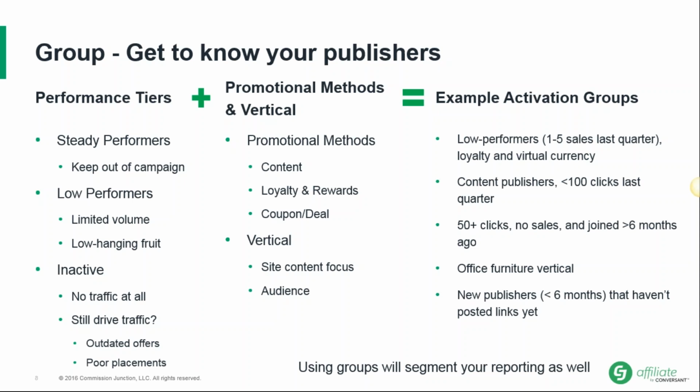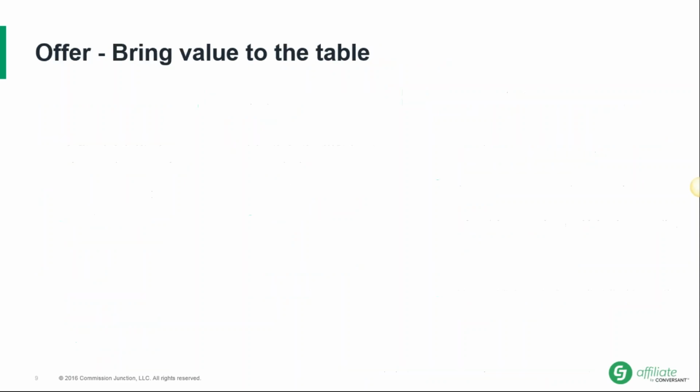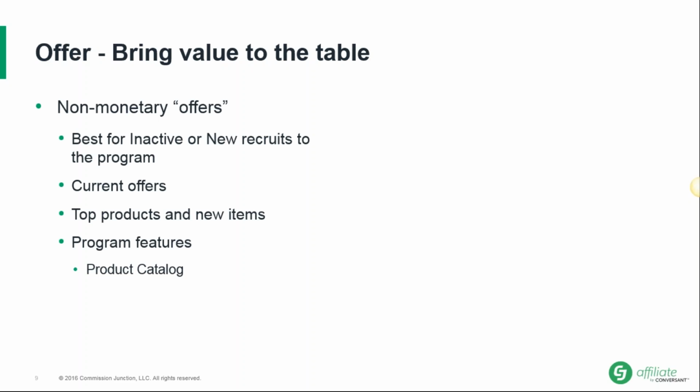Okay, that's the first step of activation campaigns. So let's move on to step 2, offer. You want to make publishers' efforts to activate worthwhile, and this can be in the form of special offers and promotional codes, as well as monetary incentives, and we'll get to that. But first, you should always consider just reintroducing the offers and tools your program already has to offer. Especially for an inactive group or new publishers that haven't even posted links yet, there's no need to start offering higher commissions and bonuses right away. This is a new day one for them.